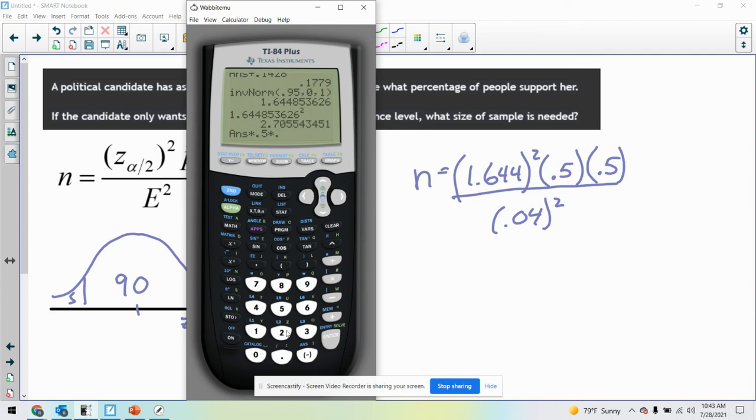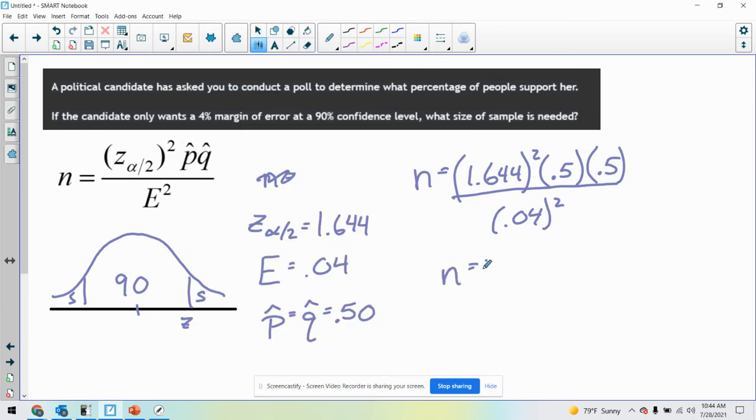0.5 times 0.5. Now that's the entire numerator. Now I'm going to do the denominator, 0.04 squared. So I'm just going to take this top number and divide by the bottom number. So I get 422.7. So that's the exact amount of people you should have in your sample, lopped off at one decimal place.